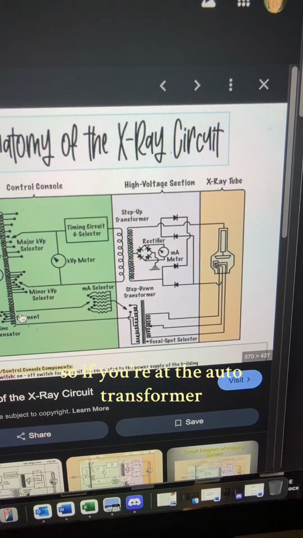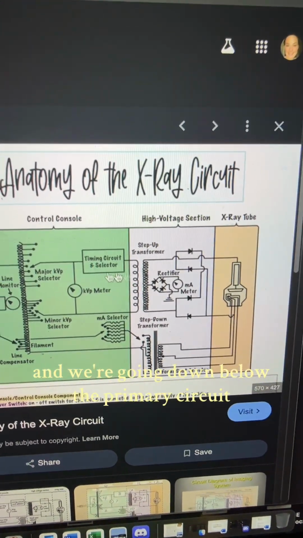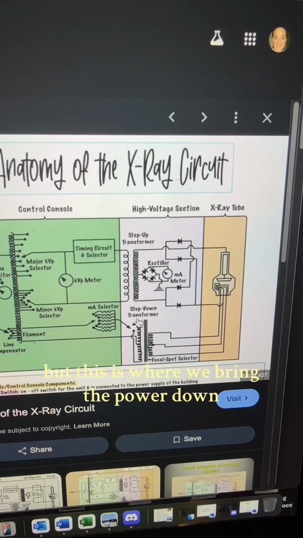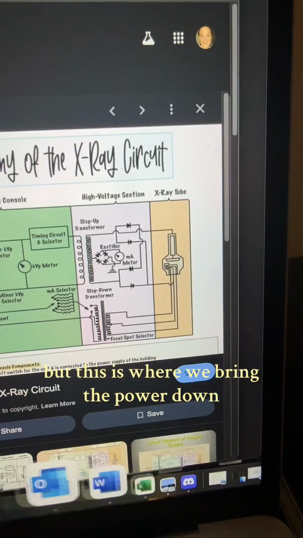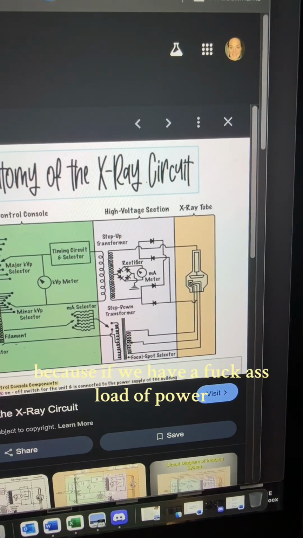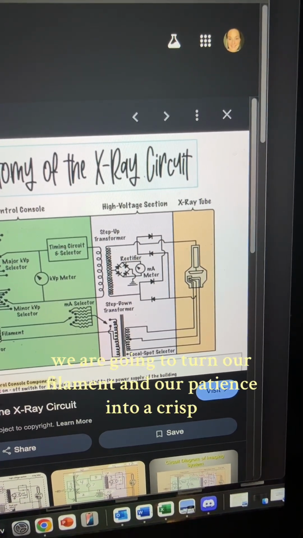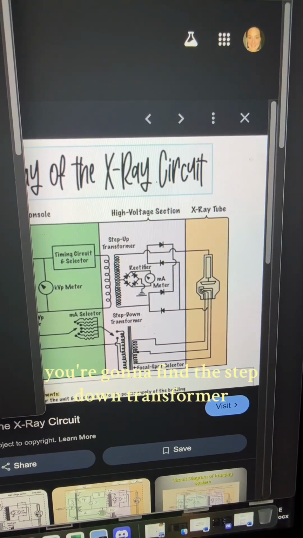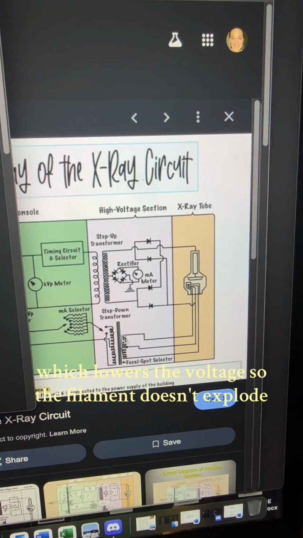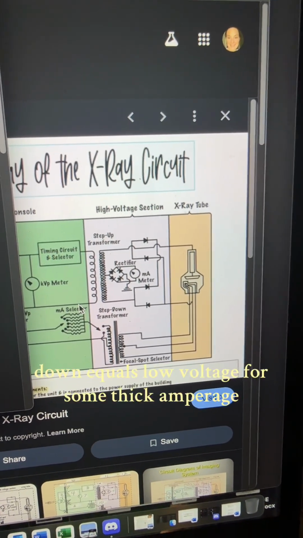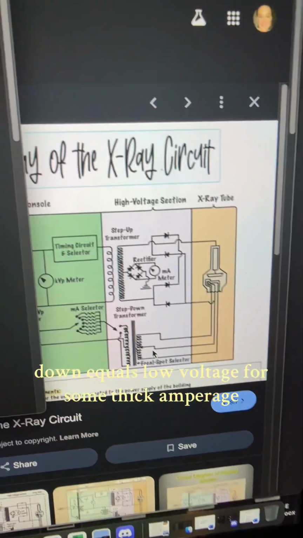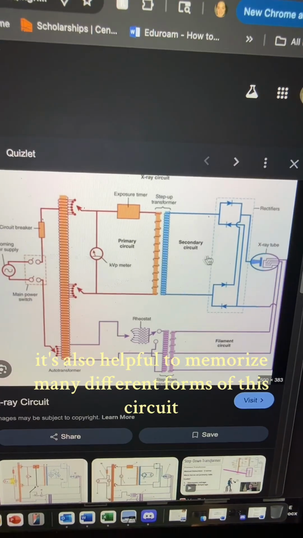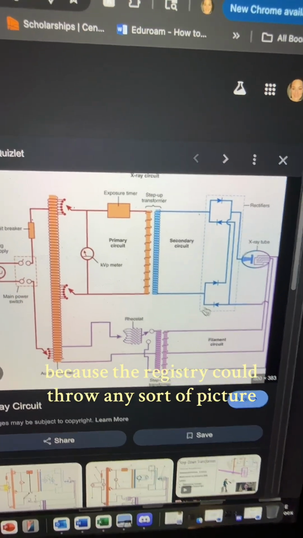So if you're at the auto transformer and we're going down below the primary circuit, and down below that high voltage section, I mean, we're still high voltage here, but this is where we bring the power down, because if we have a huge load of power, we are going to turn our filament and our patients into a crisp. So in the filament circuit, you're going to find the step-down transformer, which lowers the voltage so the filament doesn't explode. Down equals low voltage for some thick amperage. It's also helpful to memorize many different forms of this circuit because the registry could throw any sort of picture.